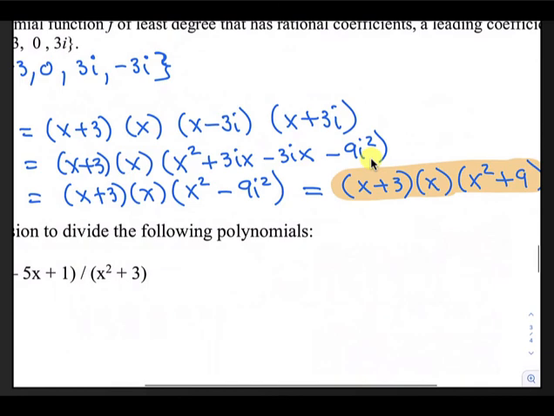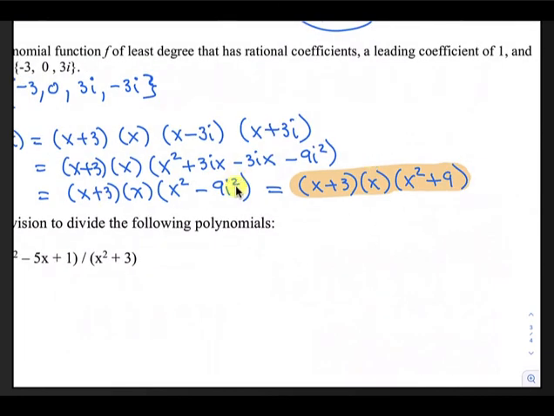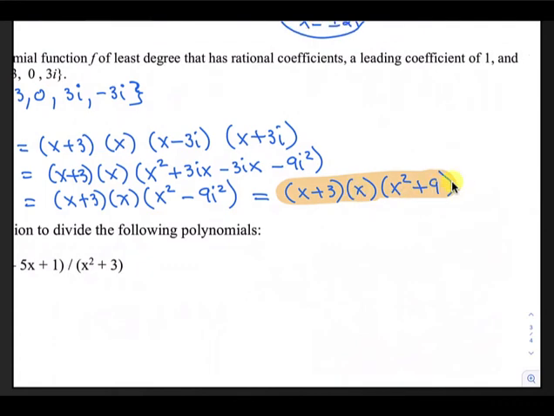Now we know that i squared is negative 1, and negative 1 times negative 9 is going to be positive 9. So we have the x squared plus 9 on the end. And our three factors are x plus 3 times x times x squared plus 9. And I should mention that it said we have a leading coefficient of 1, and that leading coefficient of 1 would be in front here, and that would be understood.